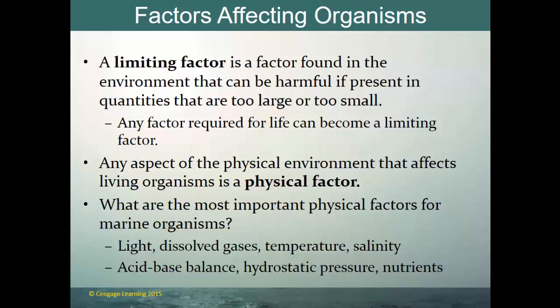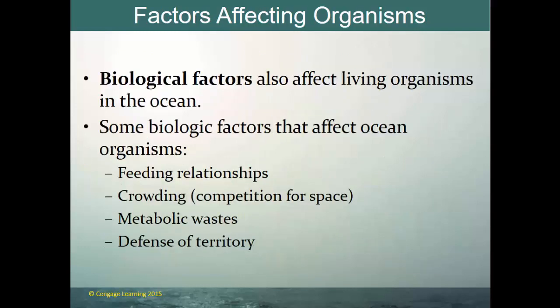Any aspect of the physical environment that affects living organisms is a physical factor and a limiting factor. So what are the most important physical factors for marine organisms? Light, dissolved gases, temperature, salinity, the acid-base balance, so the ocean can't be too acidic, hydrostatic pressure, it can't be too much pressure, it can't be too little pressure, and of course food, nutrients. Those are all going to be your limiting factors.